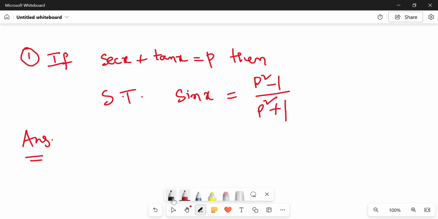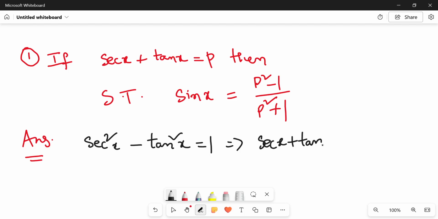So we know that secant square x minus tan square x equals 1. You have this one as secant x plus tan x multiplied by, you can break this like a plus b into a minus b, so it becomes secant x minus tan x, that becomes 1. So these two are reciprocal to each other.